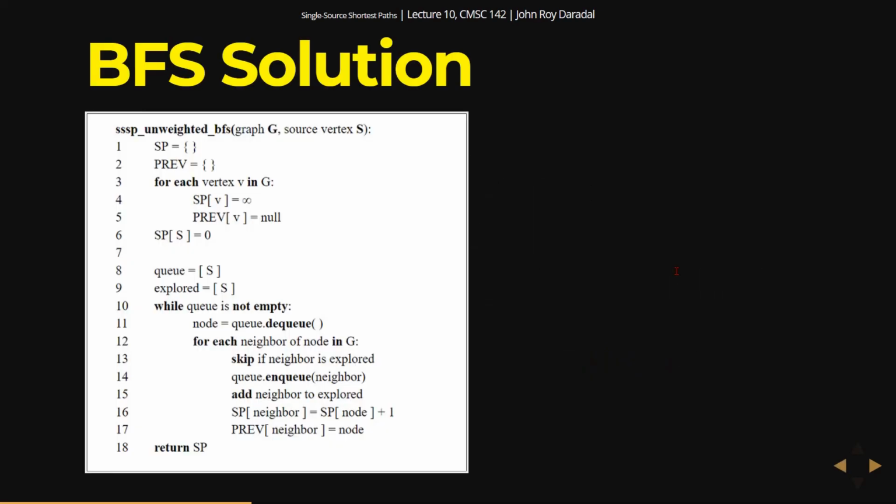Okay, so putting all of that together to look like this. This part here is just initializing the shortest path length of each vertex.